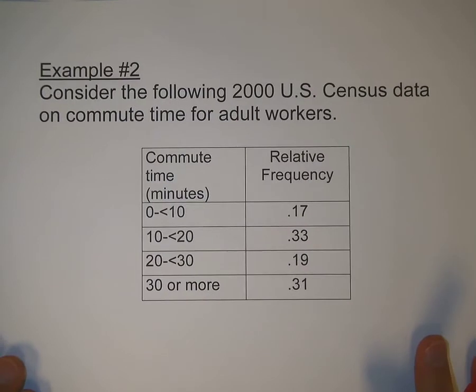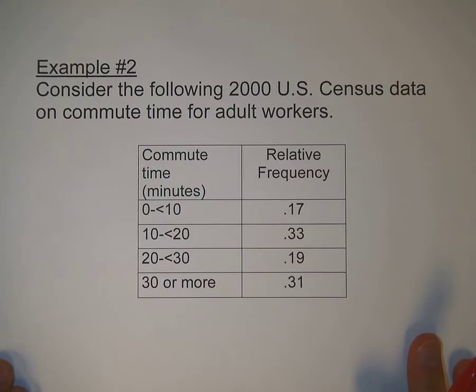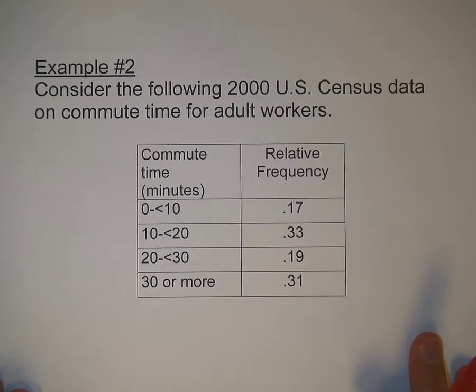All right, let's take a look at another example, but this time where we have a relative frequency table instead of just some raw data. So consider the following 2000 U.S. Census data on commute time for adult workers. So commute time is how long it takes them to get to work.